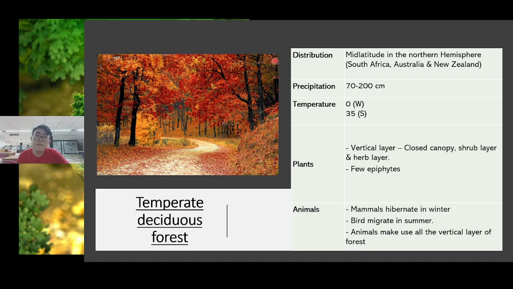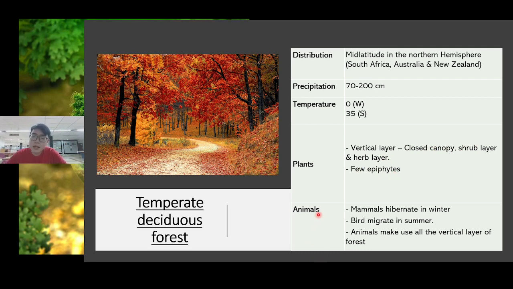So for me, it also looks beautiful. If you want to see this kind of forest, temperate deciduous forest, you either go to South Africa, Australia, or New Zealand. The precipitation is about 70 to 200 cm, which is quite high compared to others, but lower than the tropical rainforest. The temperature in winter can be 0 degrees Celsius, but in summer it can be up to 35 degrees Celsius. The plants normally have vertical layers, same as tropical rainforest: closed canopy, shrub layer, and herb layer, and there are also few epiphytes.